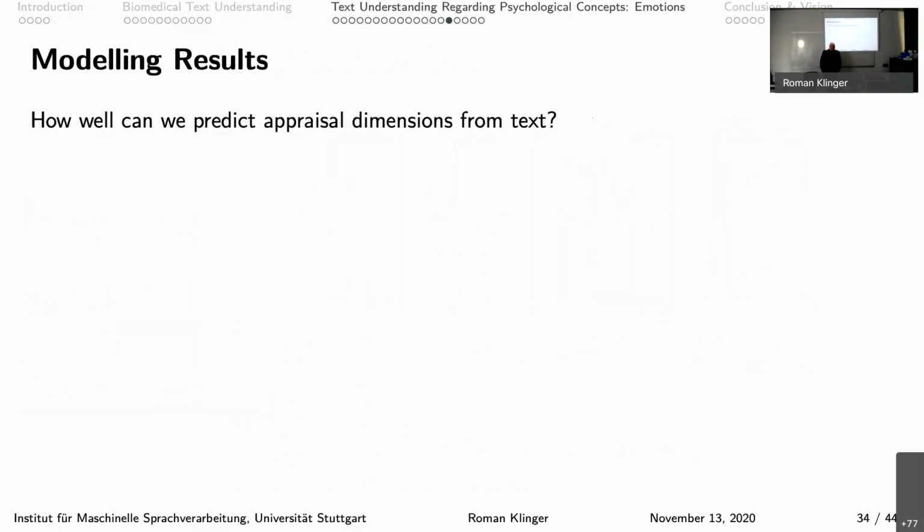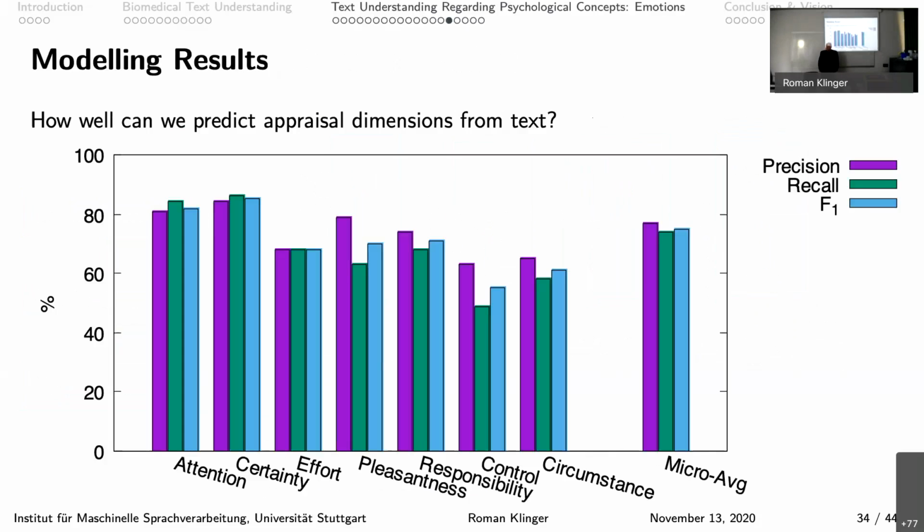So, first evaluation question: how well can we predict appraisal dimensions? What we get are numbers. It's not really clear if this is good or not, because nobody did this before. We don't know what we want to achieve actually, but it looks pretty reasonable. Attention and certainty get above 80 in precision, recall, and F-score. However, there are some dimensions, control particularly, which is also a pretty complicated concept, where the scores are lower.